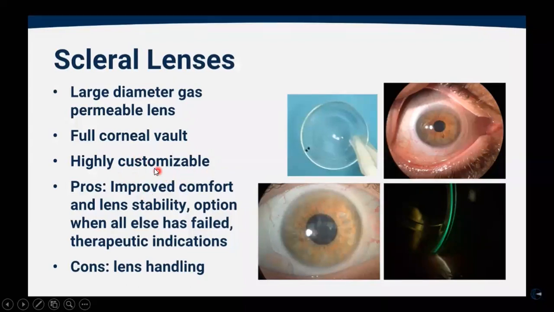When I'm saying customizable, it means you can give any number. You can keep the central curvature constant and then change the peripheral curvature. So there are a lot of options you have with the scleral lenses. That's why they say it is very highly customizable.